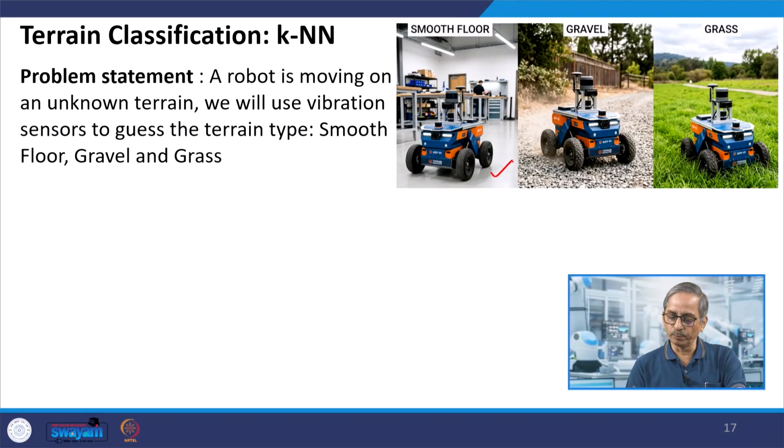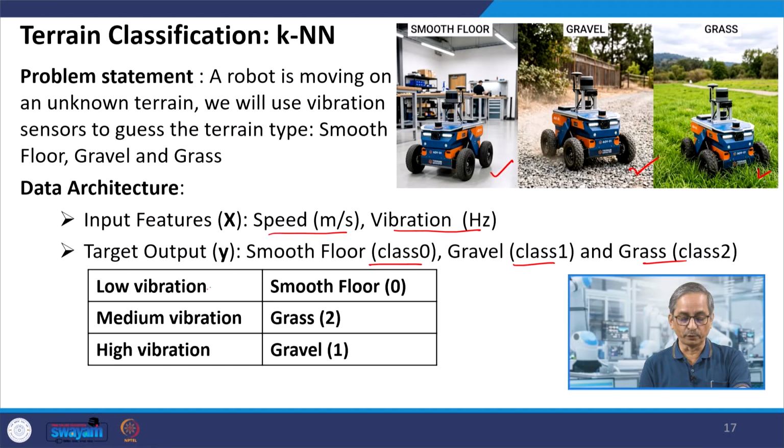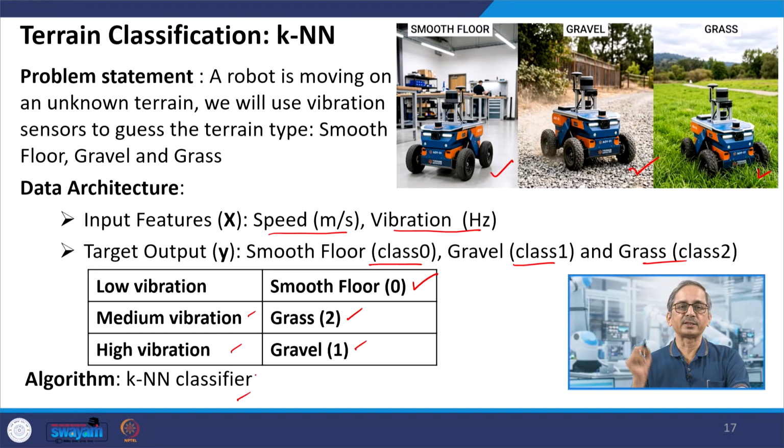Say a mobile robot moving on a smooth floor, a mobile robot moving on gravel, and a mobile robot moving on grass. So, the data architecture could be like this. Input features we could have the speed and the vibration data, and the output will be just a classification, whether it is smooth floor, gravel floor or grass, that is class 0, class 1 and class 2. The smooth floor will have low vibration, so we can have this as class 0, medium vibration class 2 and high vibration class 1. And we can use the k nearest neighbor classifier.